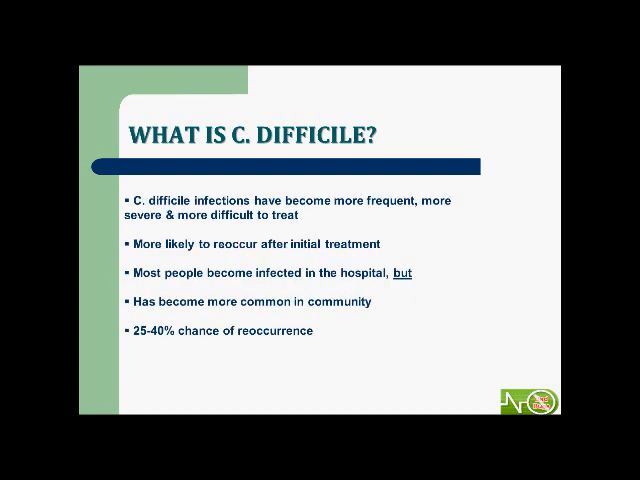And C. difficile infection has become more prominent because of the antibiotic therapy that is being used, and also it has become more difficult to treat. It is more likely to recur after initial treatment, and it has become more prominent in the community also, and there is a 25 to 40% chance of reoccurrence of C. difficile.